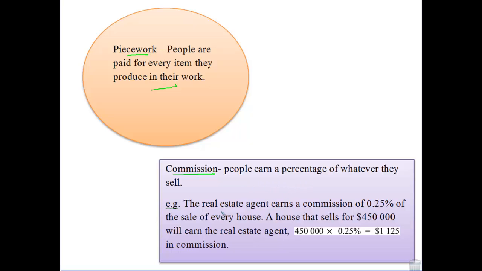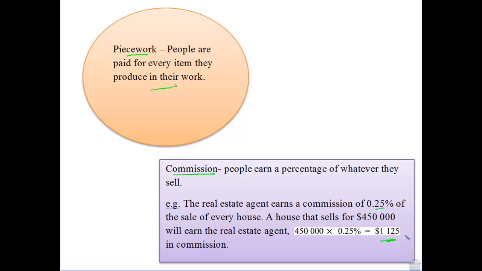So an example here, a real estate agent may get 0.25% of the sale of every house. If a house sells for $450,000, the real estate agent gets 0.25% of that $450,000. So they'll make $1,125 from the sale of that house. That's how much income they'd be getting. So it can be a tough way to do it.